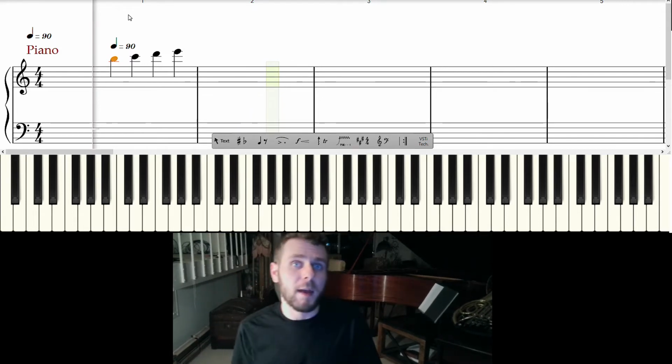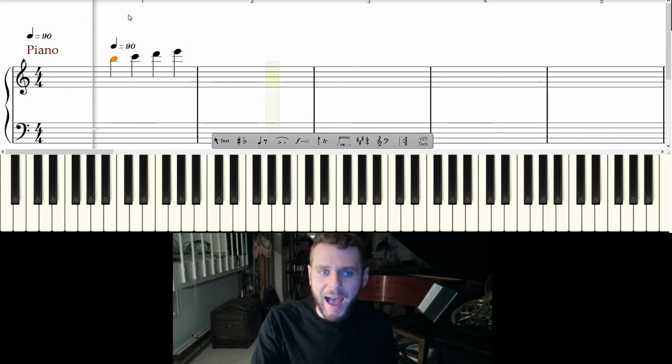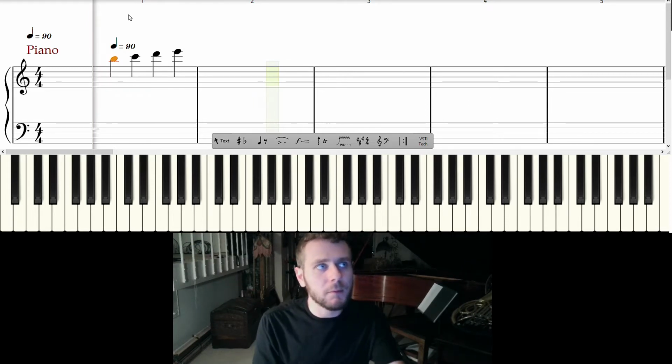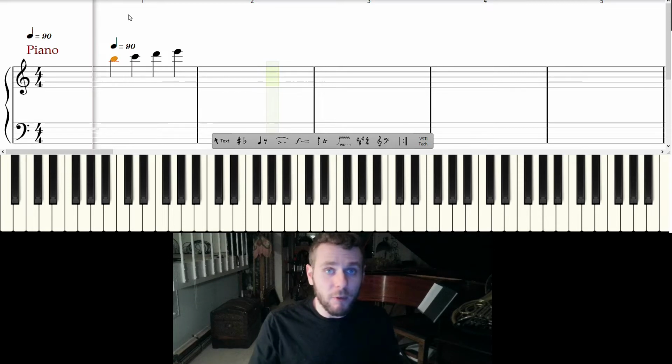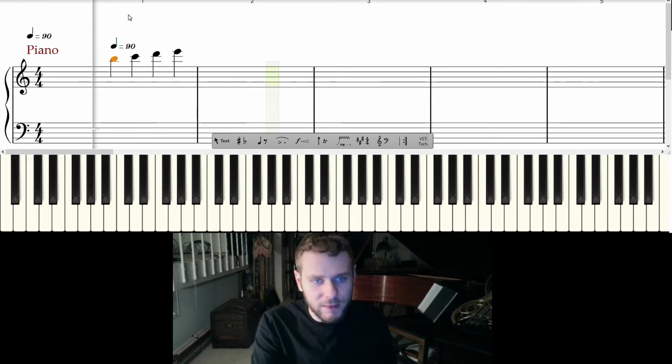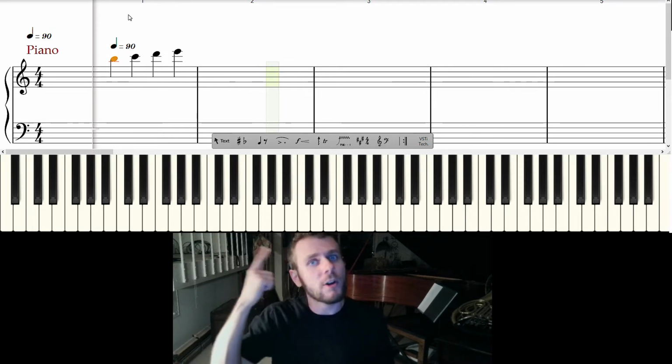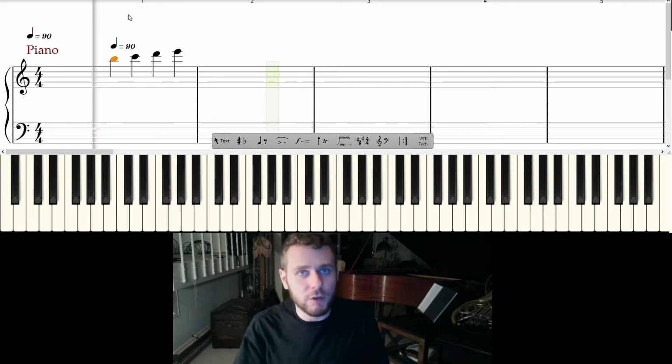There's nothing wrong with that process. But I want people to be able to get to a point where they can read music fluently enough where they're not thinking about what the note is before they play it. They're thinking about where their hand should go. When I look at this, I do not think note names in my head before playing it. My hand just knows where to go.